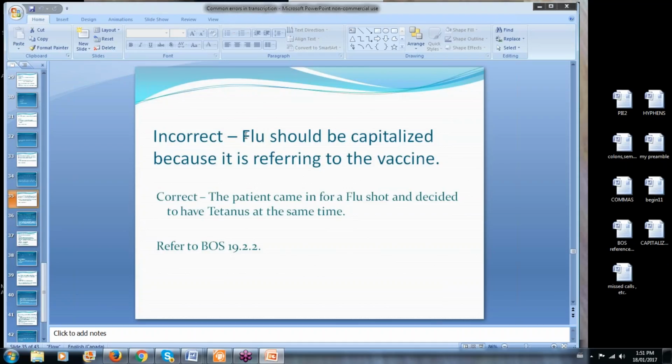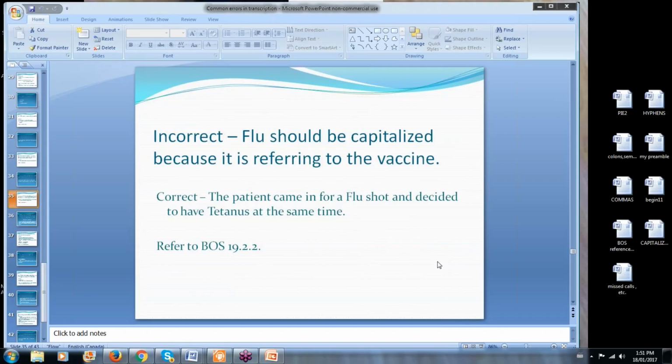So it's incorrect. Flu should be capitalized because it's referring to the vaccine. So the correct way would be the patient came in for a flu shot, capitalized, and decided to have tetanus at the same time. And the BOSS reference to that is 19.2.2. It'll tell you any time that it refers to the vaccine, you would always capitalize.